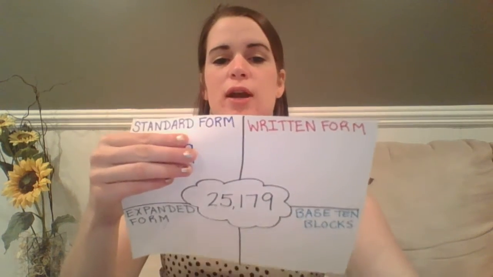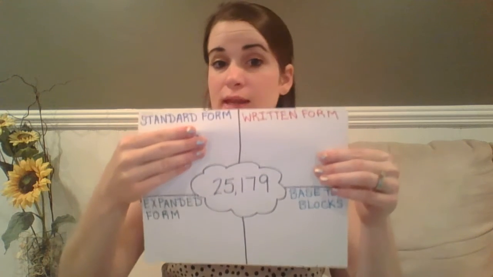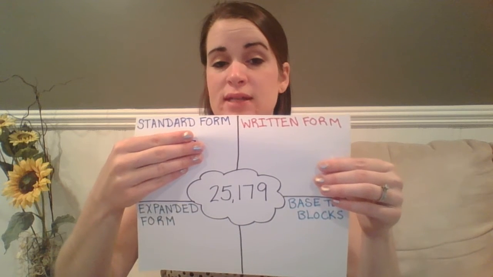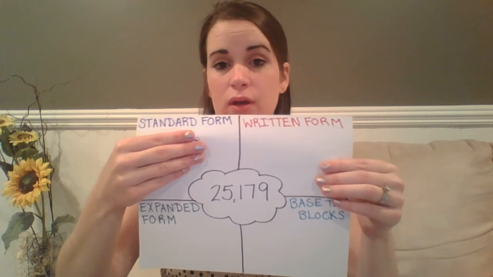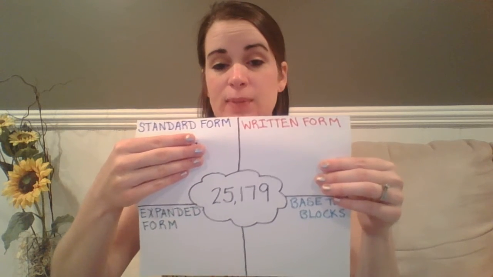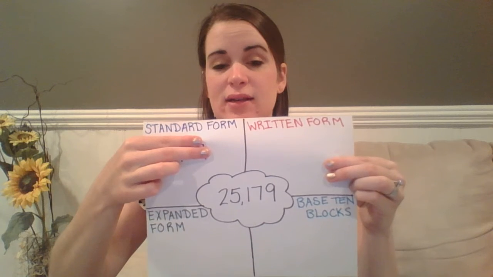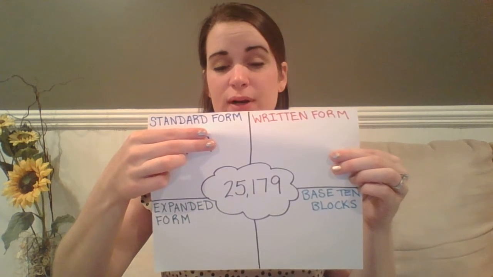So let me show you this chart I've made. There are 4 different ways you can write a number, and the number in the middle I've written is 25,179. So we can write it in standard form, written form, expanded form, and base 10 blocks. We're going to start with standard form, which is probably the easiest way to write the number.